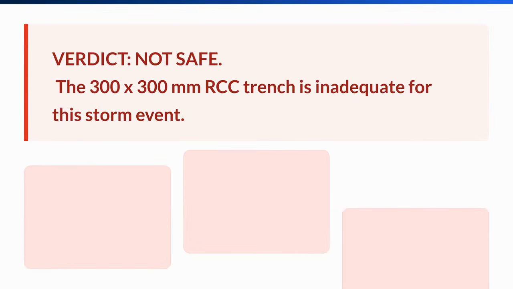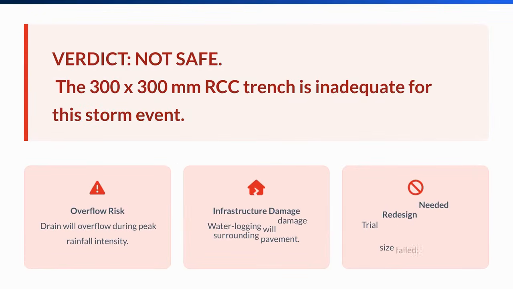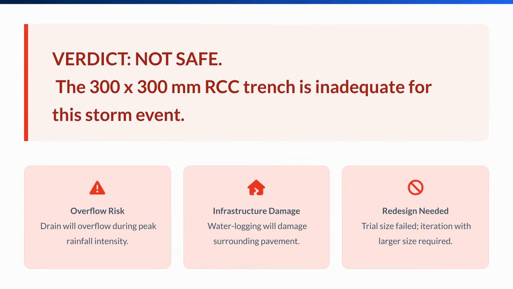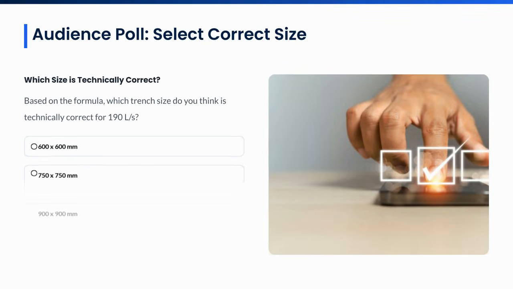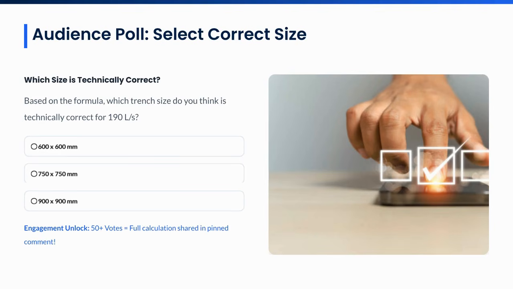The verdict remains not safe. The 300 by 300 millimeter RCC trench is inadequate. There is a high overflow risk and potential for infrastructure damage, requiring a redesign with a larger size. Which trench size is technically correct to handle 190 liters per second? Based on our formulas, select the size that provides the required capacity.